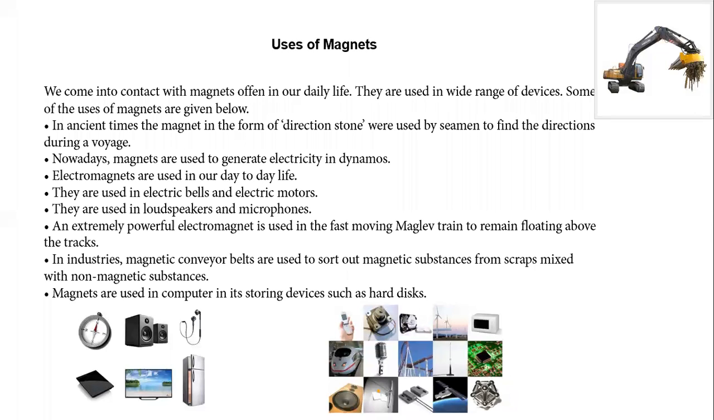Next, nowadays magnets are used to generate electricity in dynamos. So in the dynamos we are generating electricity, right? Electromagnets are used in our day-to-day life. They are used in electric trains, electric bulbs and electric motors. They are used in loudspeakers and microphones. An extremely powerful electromagnet is used in the fast moving maglev trains to remain floating above the tracks.